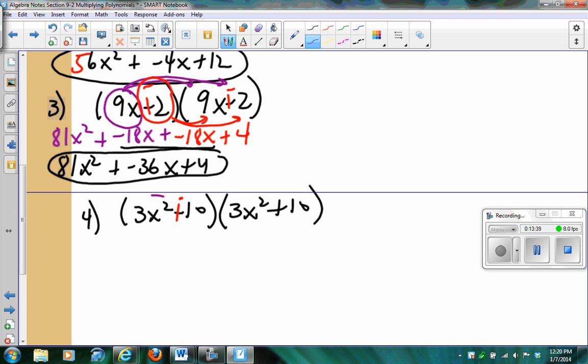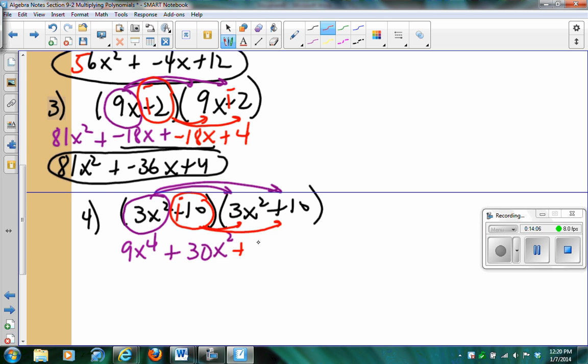Then I'm going to take the first term in the first binomial and multiply it by each term in the second binomial. 3x squared times 3x squared is 9x to the fourth, and 3x squared times 10 is 30x squared. Then I'm going to multiply the negative 10 times each term in the second binomial, and I have negative 30x squared plus negative 10 times 10 is a negative 100.